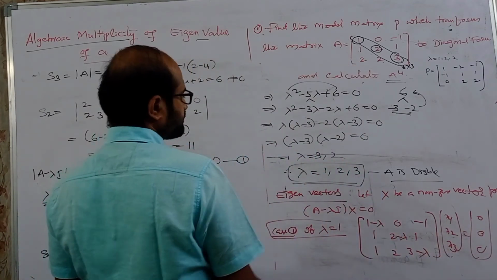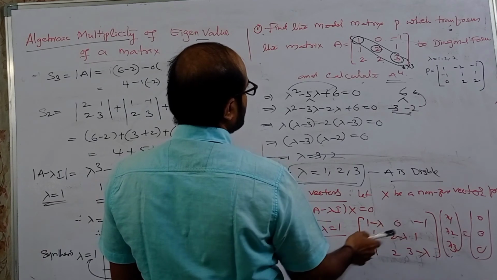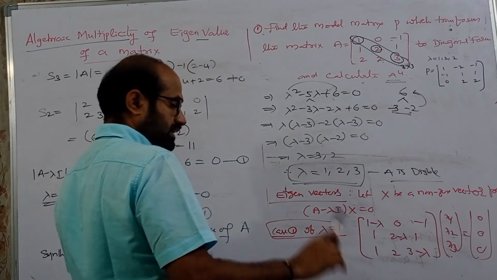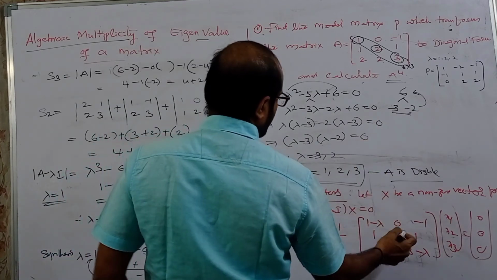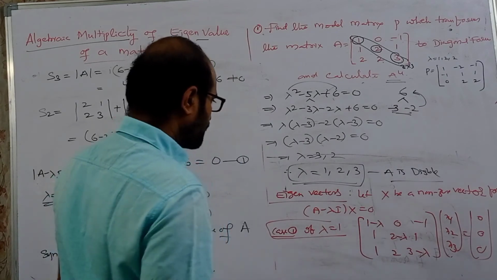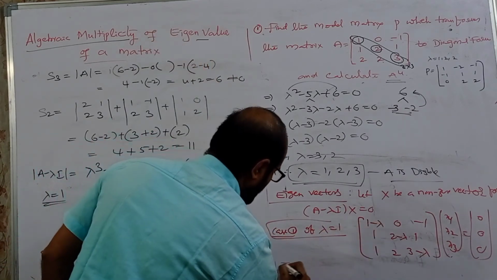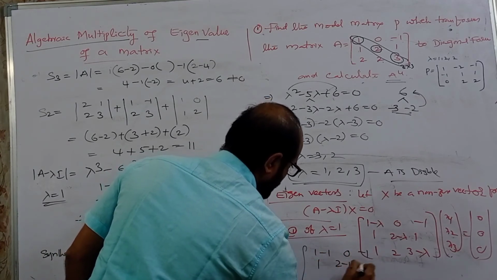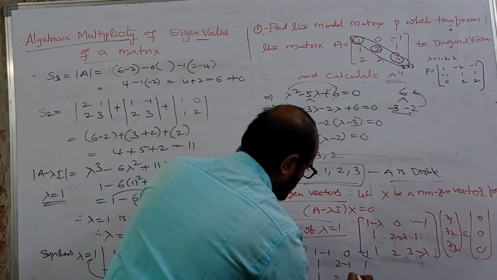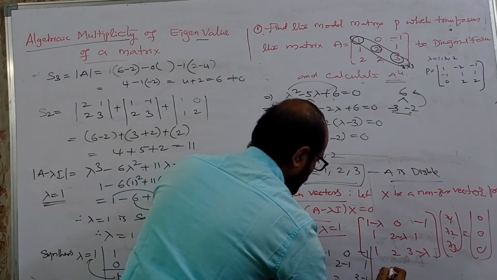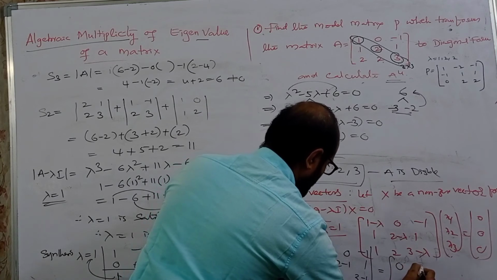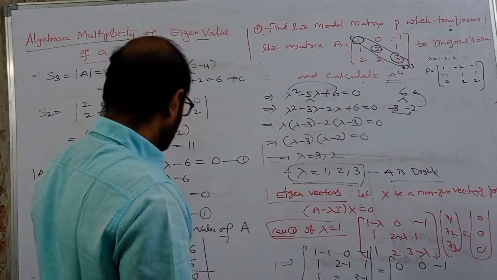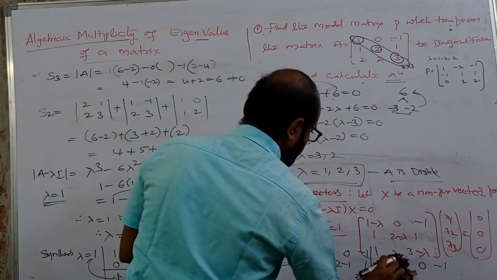A minus lambda I: 1 minus lambda, 0, minus 1; 1, 2 minus lambda, 1; 2, 2, 3 minus lambda. Write this down correctly, otherwise we will make mistakes. Okay, 1 minus lambda, 2 minus lambda, 3 minus lambda. Now substitute lambda equal to 1 in this, then what will you get? 1 minus 1, 0, minus 1; 1, 2 minus 1, 1; 1, 2, 3 minus 1. I will write directly: 1 minus 1 is 0, 0, minus 1. Is it visible for you? I will write here, otherwise.